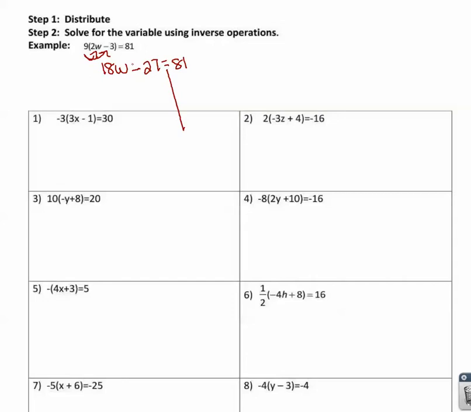Draw your line. Now you want to move your constant first. So plus 27 on both sides, which I did because it was a negative 27. Bring down your remaining terms. So 18w equals 108. This is multiplication, 18 times w. So the inverse operation, I'm going to divide each side by 18. So w equals 6. Circle your answer.